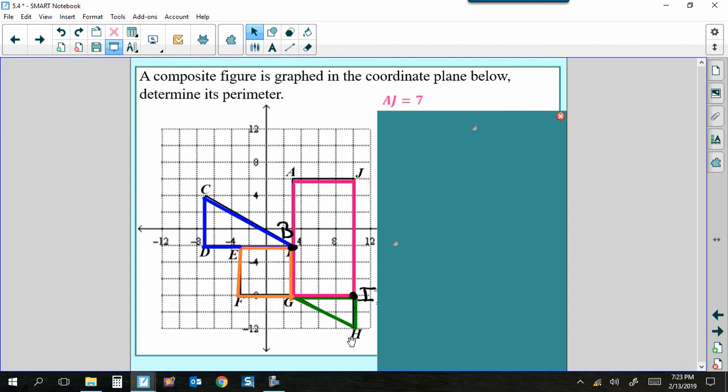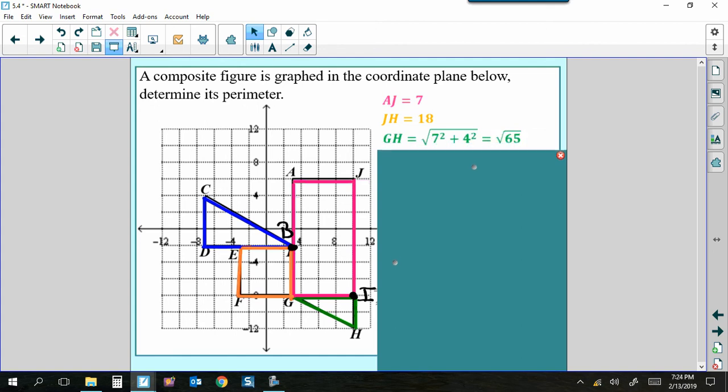Then I'm going to go J to H down here. I'm going to go 2, 4, 6, 8, 10, 12, 14, 16, and 18. So J to H has a length of 18. Then I have a diagonal. Remember, diagonal is going to be Pythagorean theorem or distance formula, depending on what you like. We know that this triangle had a base and height of 7 and 4, so we need to calculate 7 squared plus 4 squared and square root it. We get a length of square root of 65.